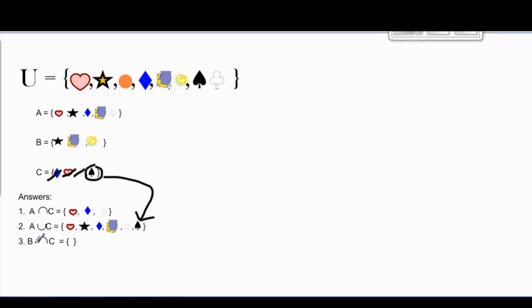And then I have members that are in B and C, and you'll notice that there is nothing. Let me get rid of what I have here so we can see it. And you'll notice that between B and C, they have nothing in common. And therefore, this answer is the empty set. So I hope you understood that. This is going to be the end of sets and set notation part 1.